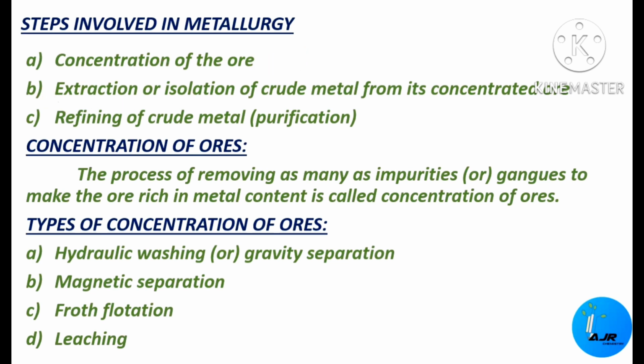Next one is the extraction or isolation of crude metal from its concentrated ore. The first step is concentration of the ore. The second step is extraction or isolation of crude metal from its concentrated ore. And the last step is the refining of crude metal. Its other name is purification. So these are the different steps involved in metallurgy.